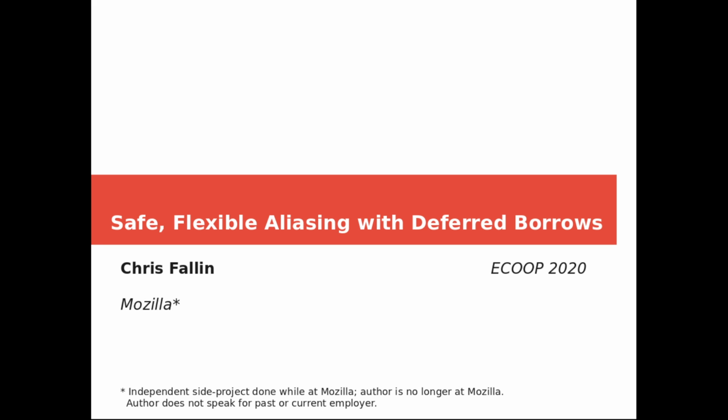Hello, my name is Chris Fallin, and I'll be talking today about an idea called deferred borrows. This is a way to make static memory management more flexible in languages like Rust that use ownership, borrowing, and lifetimes to reason about and ensure memory safety.